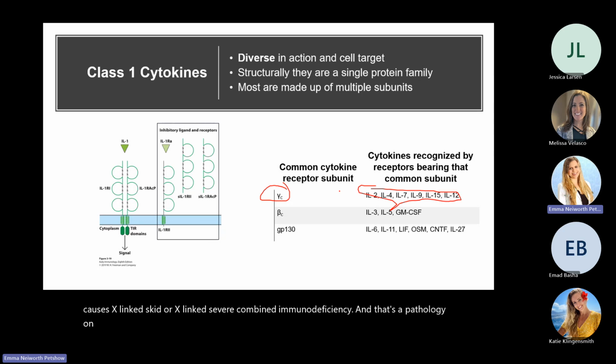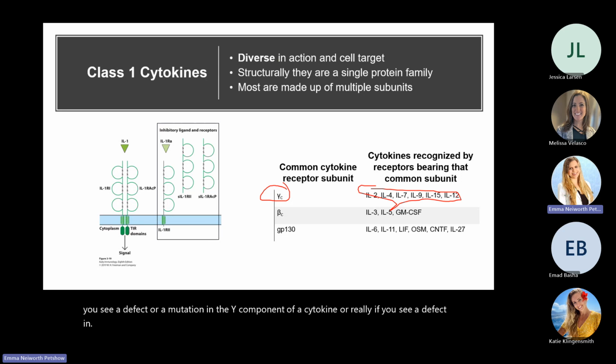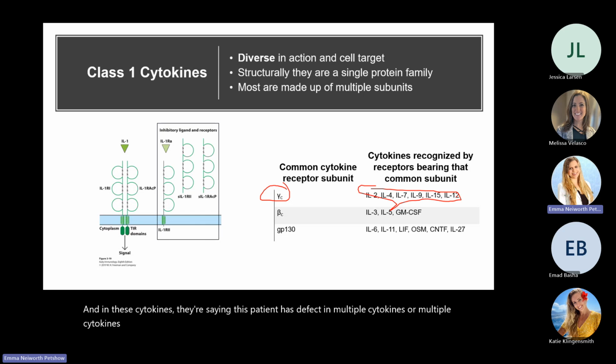It's one that we don't think about because we don't see it clinically. So if you see a defect or a mutation in the gamma component of a cytokine, or really a defect in these cytokines, they're saying this patient has a defect in multiple cytokines, or multiple cytokines aren't binding appropriately because their common region isn't working how it should. Think SCID, which is X-linked severe combined immunodeficiency.